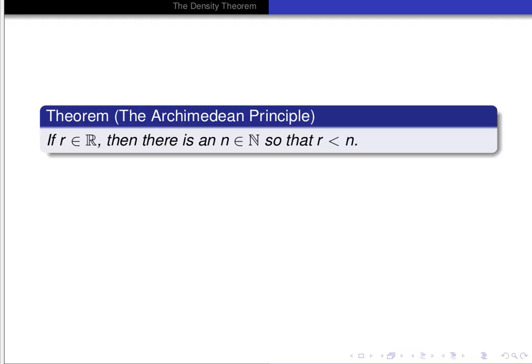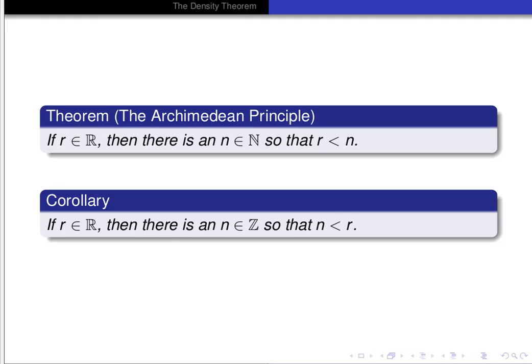The proof of this theorem will rely on the Archimedean principle and a corollary to it. Recall that the Archimedean principle says that for any real number, you can find a larger natural number. There's an easy corollary that says if there's a real number r, then you can find an integer n less than it. So the Archimedean principle says given any real number, you can find a larger natural number, and the corollary says given any real number, you can find a smaller integer. We'll use both of those during the proof.